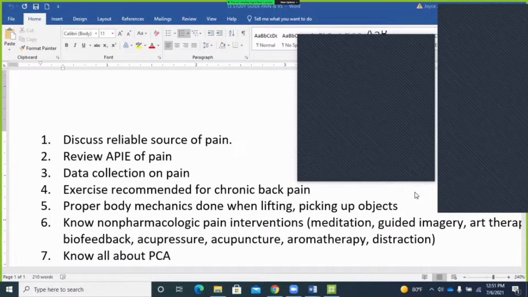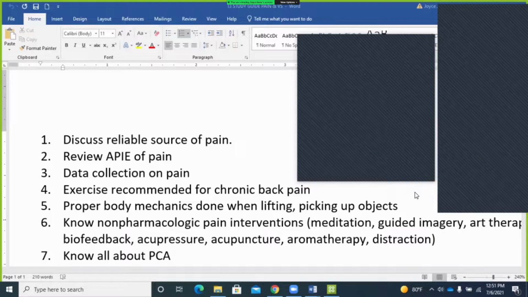So non-pharmacologic. In the Cooper, for the biofeedback, it mentioned it's pharmacologic. So is it the same or is it different? No. These are all non-pharmacologic. Number 6. These are all non-pharmacologic.